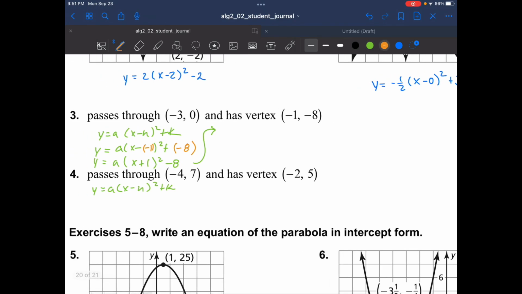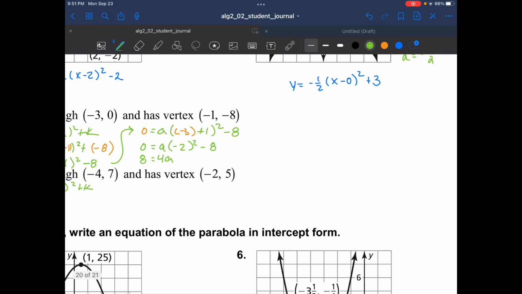Then I'm going to plug in my point that I have. So we have 0 equals a(x plus 1). Oh, let me plug in my x. This would be -3 plus 1 squared minus 8. This is 0 equals a, and then we have -3 plus 1 is -2 squared minus 8, which is 8 equals 4a. Did 2 steps in one. See if you can try that one out. All I did was I went ahead and added the 8 and then simplified this here into a 4.